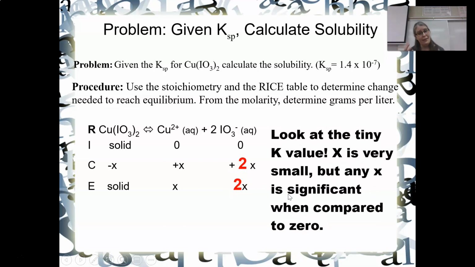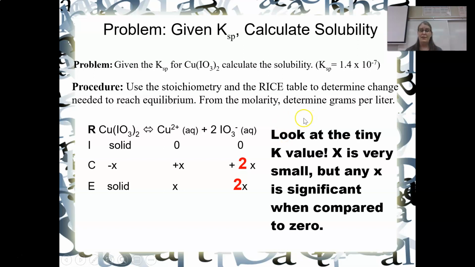And I mean, look at that tiny K value. That X is really small. But this is not a case where I would simplify by assuming that this is negligible, because anything is bigger than 0. We know we're going to have to shift to make some products because our starting Q value was 0. And our KSP isn't very big, but it's still bigger than nothing.